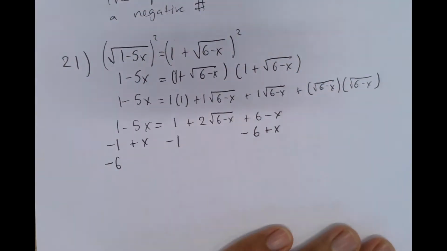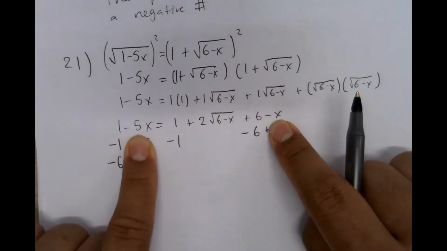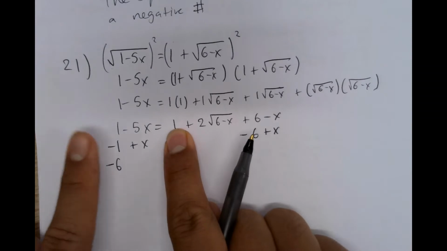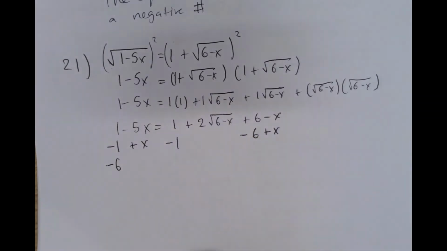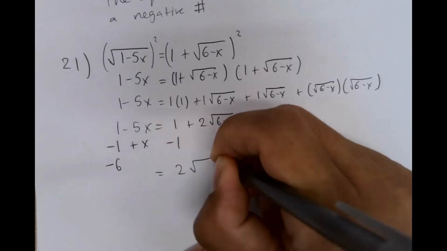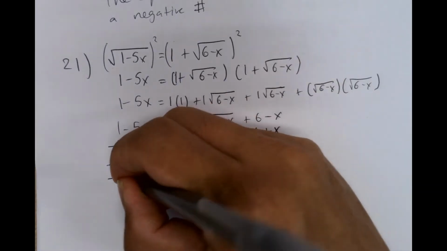Okay. So I'm basically moving this negative x to the left-hand side. I'm moving this 6 to the left-hand side. And I'm moving this 1 to the left-hand side. Okay. Moving everything to the left. I get 2 square root of 6 minus x is equal to negative 6 minus 4x.